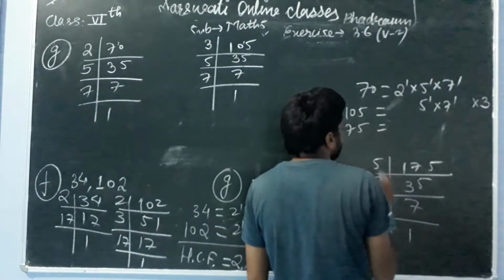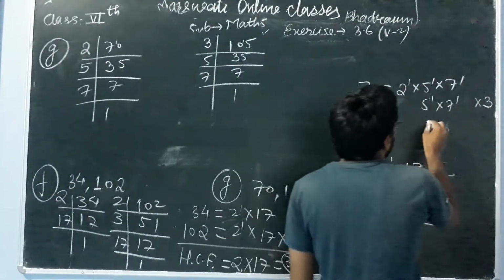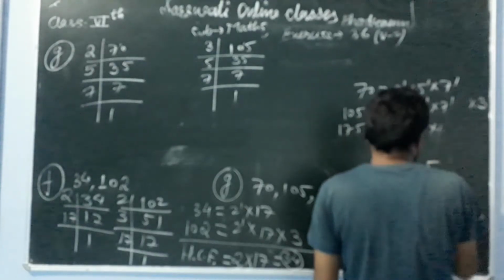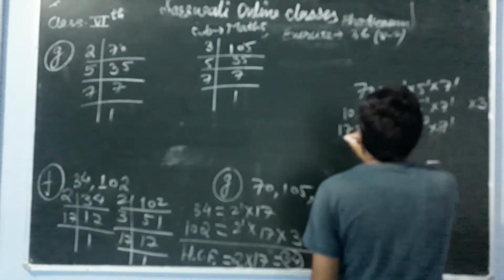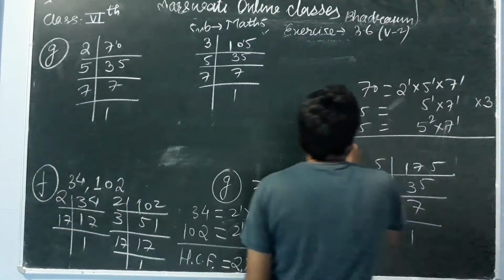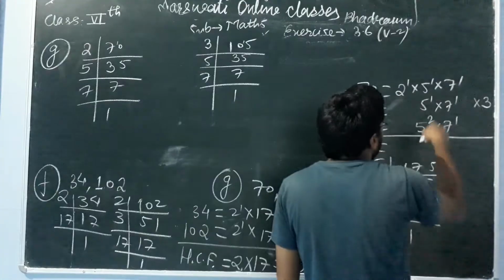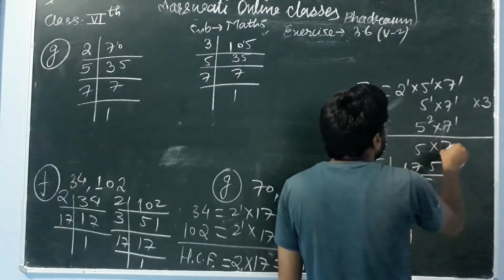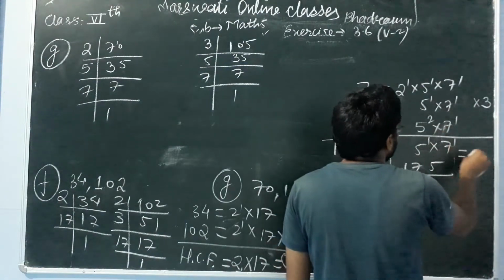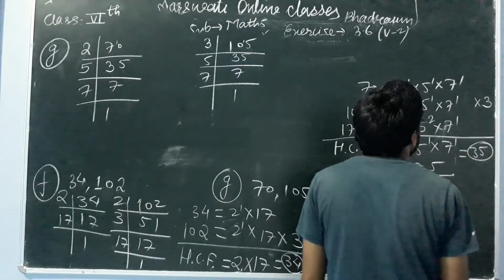Now what we will do is 5 to the 2. So here 5 to the 2 into 7 to the power 1. Okay, now our HCF is what? Our HCF is common: 5 is common and 7 is also common. 5 to the 1, 7 to the 1. This is 35. Our HCF is 35.